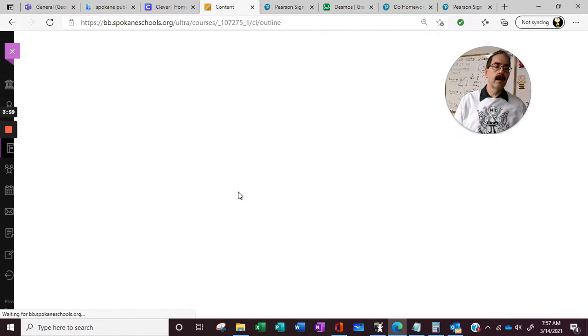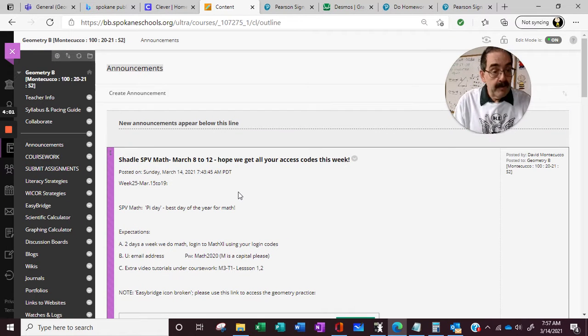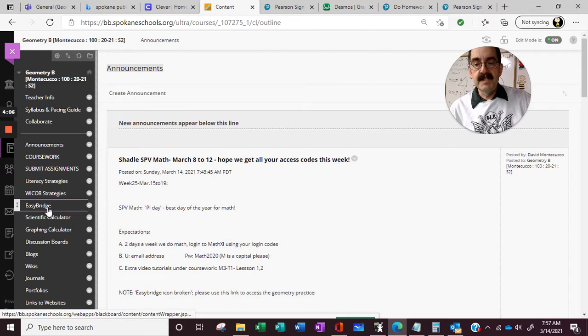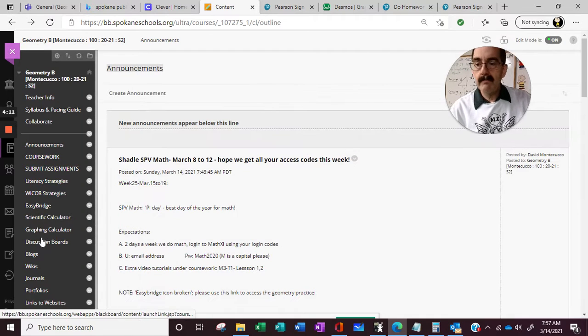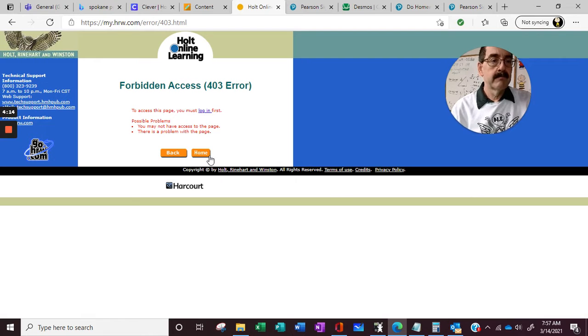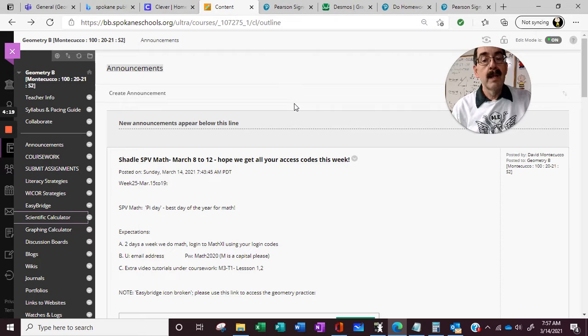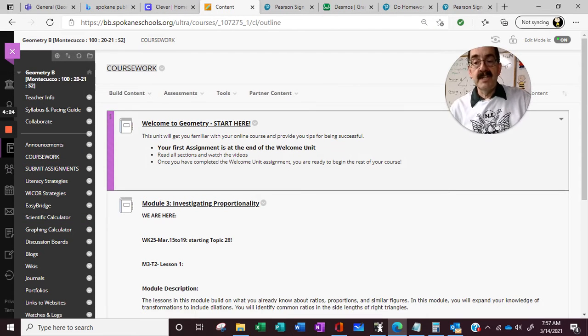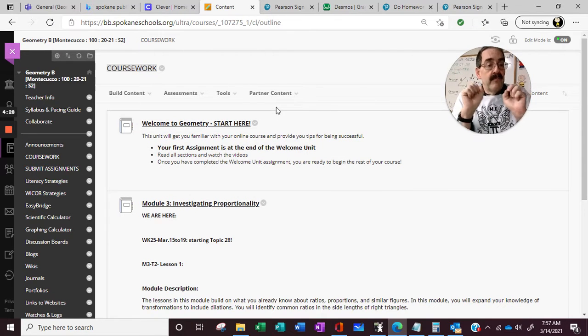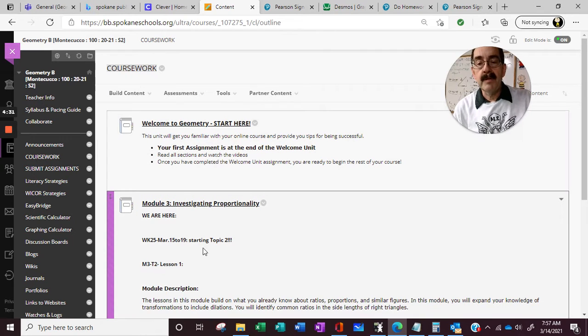Boom. Okay. Now, we have a glitch. Actually, this class has two glitches. Easy Bridge, broken. Downtown is working on it. Scientific Calculator, broken. They're not going to fix this one. Too difficult right now. Item 3. I want you to see that coursework, as soon as you click on coursework, this is where the extra videos are located. So everybody click there. We are here. Here's our week.